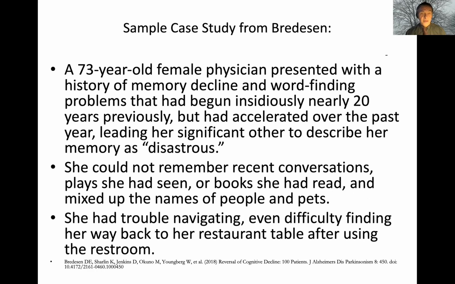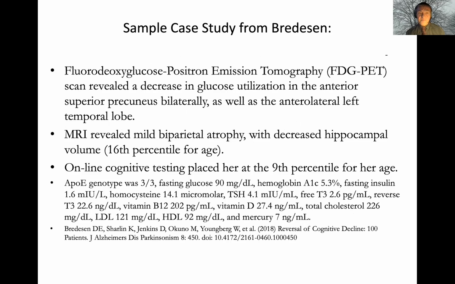So a quick case example from Bredesen, a 73-year-old female physician with a history of memory decline and word-finding problems that began insidiously 20 years previously, but had accelerated over the past year, leading to her significant other describing her memory as disastrous. She could not remember recent conversations, plays she had seen, books she had read, and mixed up the names of people and pets. She had trouble navigating her way back from the restroom to her restaurant table.